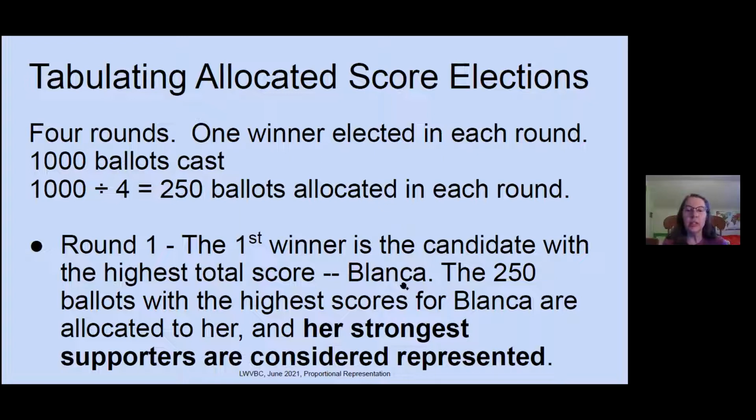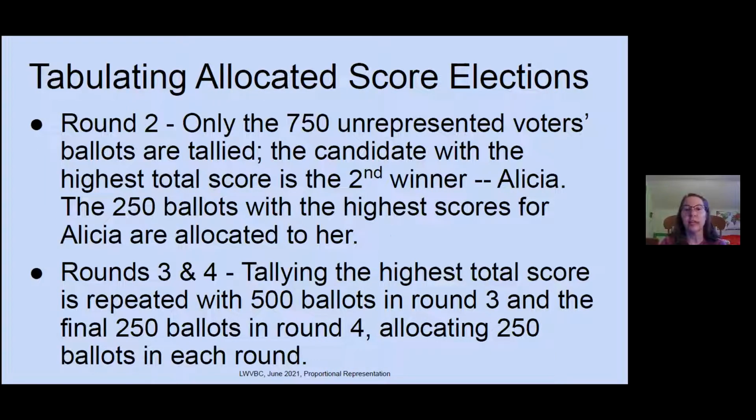So what we do is we look at those ballots, and the ballots that have 5s for Blanca, those are her strong supporters. And we set aside the ballots with the highest scores for Blanca. So if 5s are all used up, then we might set aside some of the 4s, and those voters are considered represented. And as you can imagine, a lot of those voters probably voted for some of the other B candidates. So when we look at the remaining 750 ballots, we tally them up, and we see that the highest total score here is Alicia. So she's considered the second winner.